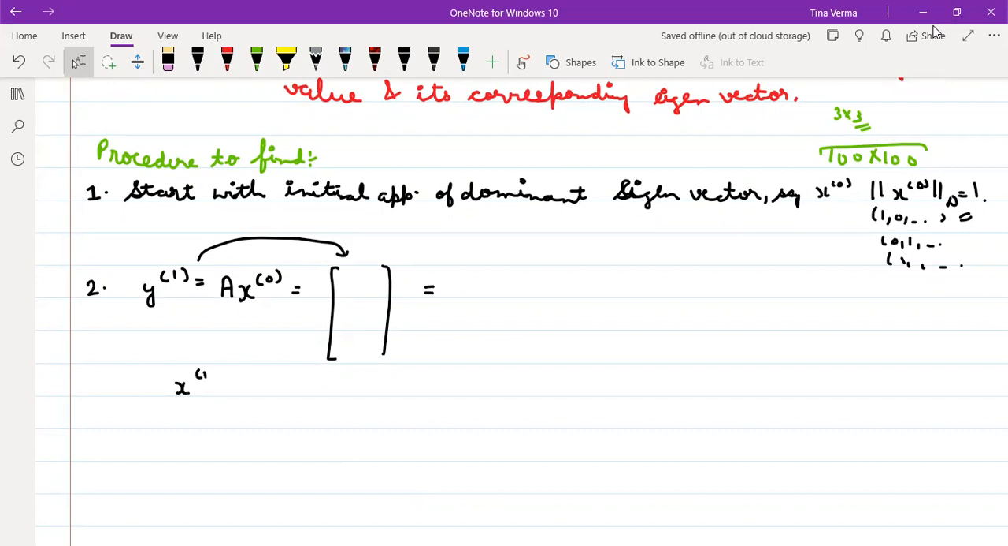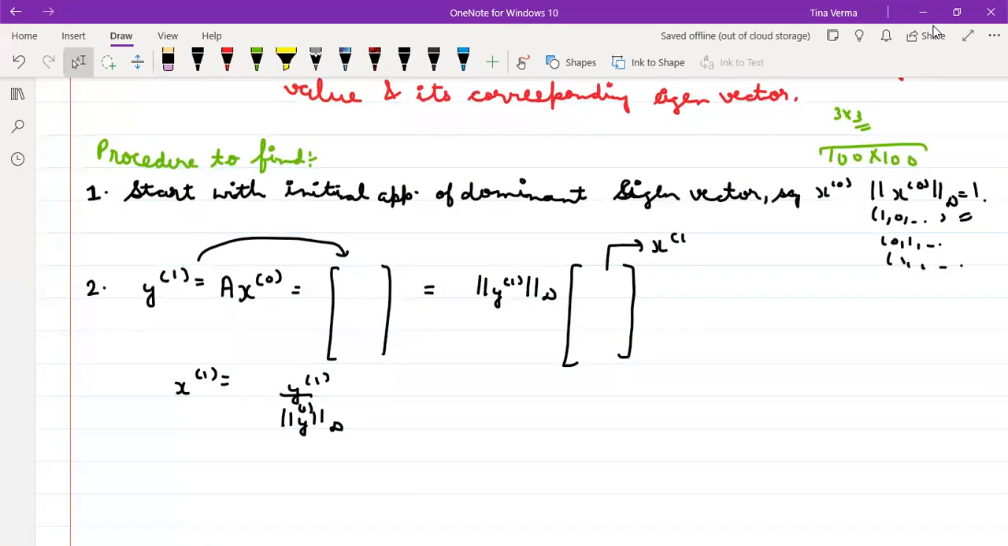So you can write your x1 will be nothing but when you divide your y1 vector by its norm, so when you take the norm out, the resultant vector will become your x1. Either you can choose this way or you can choose this way. So this vector with this norm which will come out, that is the first approximation of your eigenvalue. The norm will denote the eigenvalue and the resultant vector will be your eigenvector.